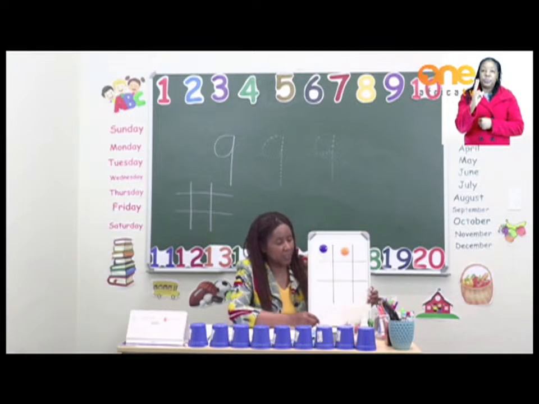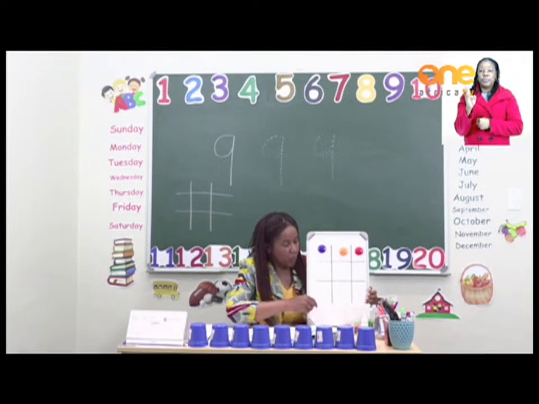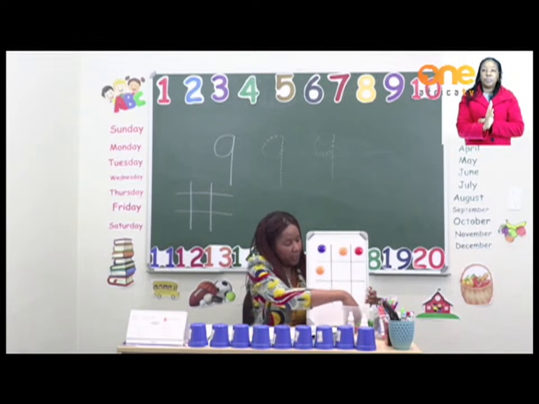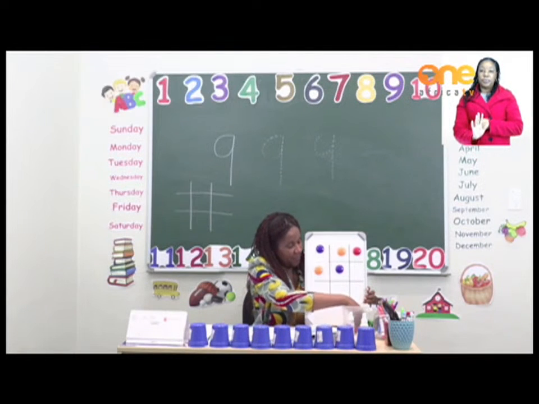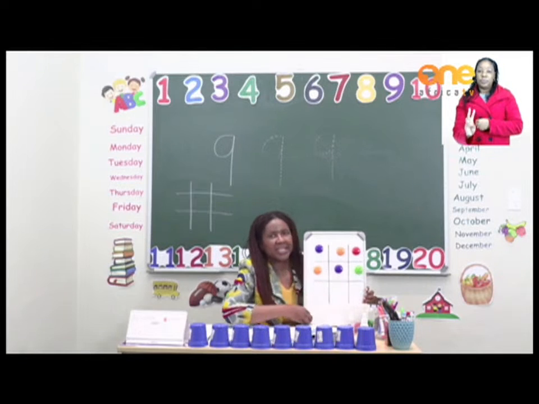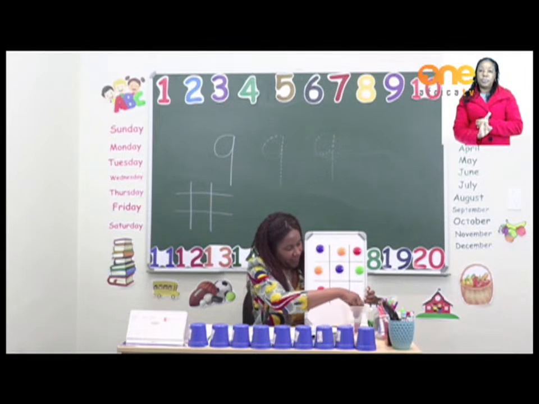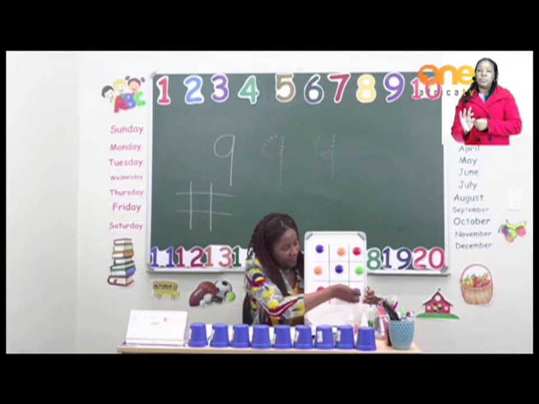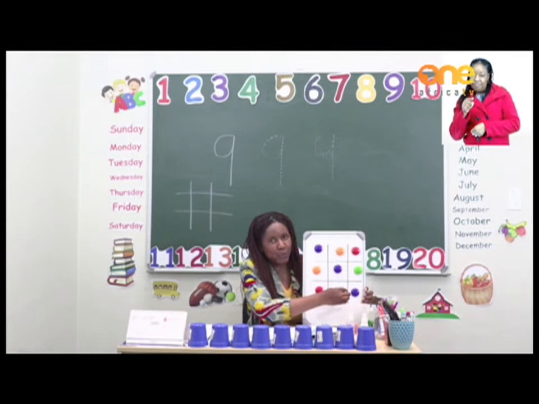2, that's the second square. 3, that's the third square. 4, that's the fourth square. 5, 6, 7, 8, 9. Can you see what we have done? There are 3 blue blocks. So someone would have won this game.